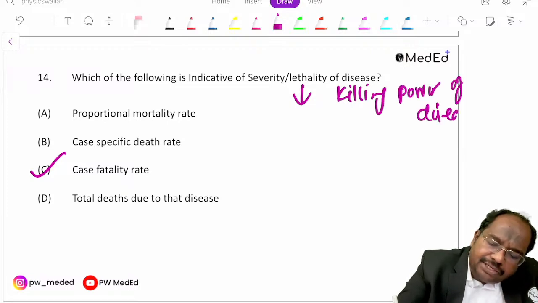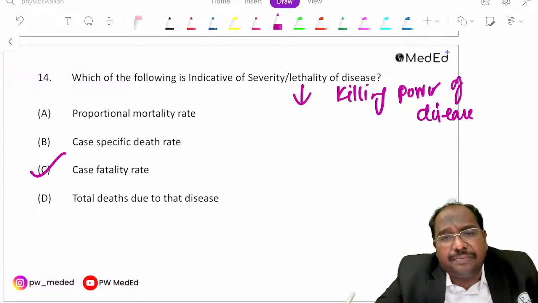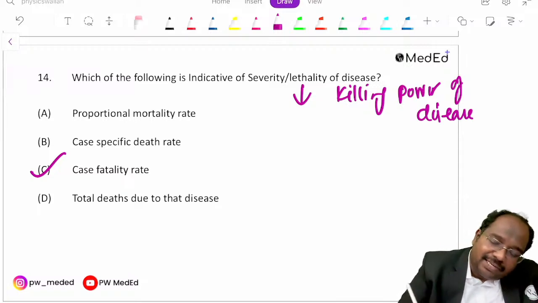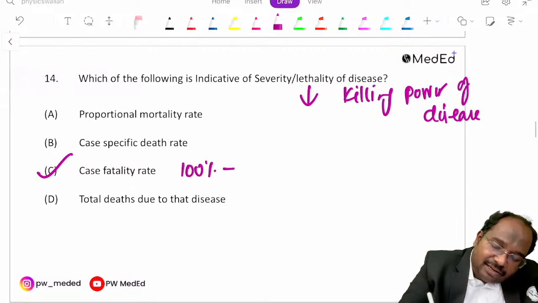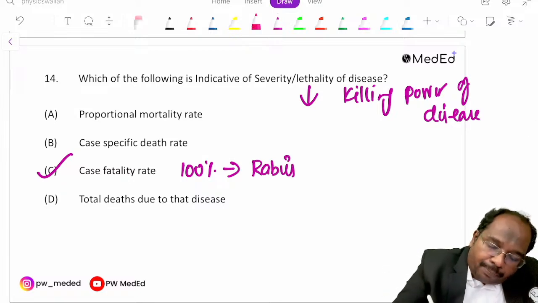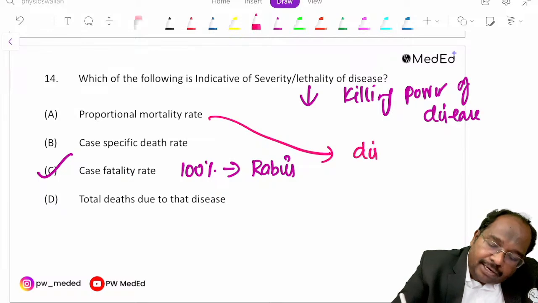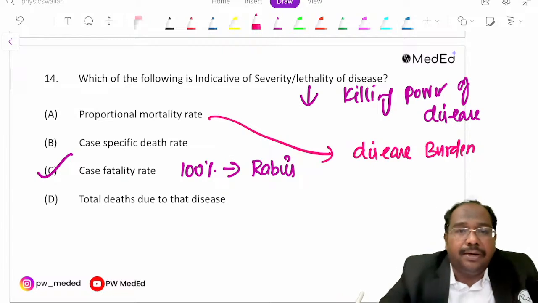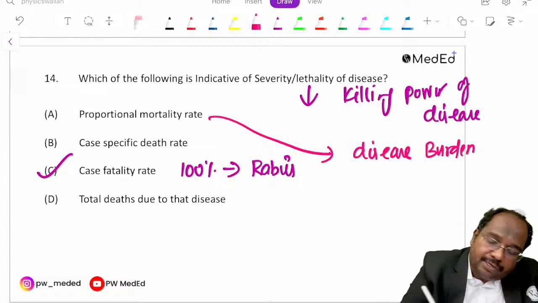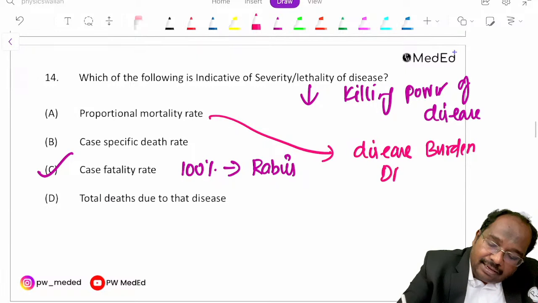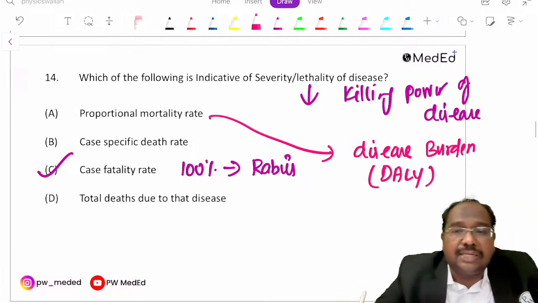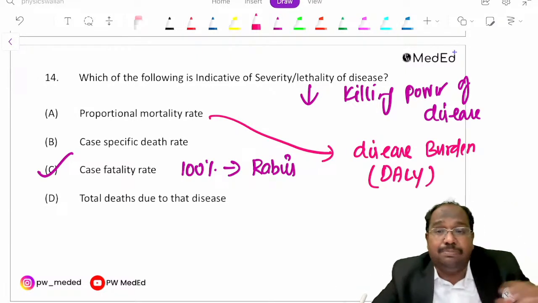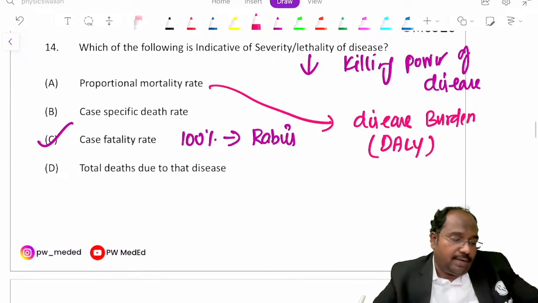Can you tell me a condition which is having 100% case fatality rate? Yes, 100% case fatality rate is rabies. What is the use of proportional mortality rate? Proportional mortality rate will tell you disease burden. One more thing we'll talk about for disease burden is DALY, disability adjusted life years. Proportional mortality rate, disease burden.